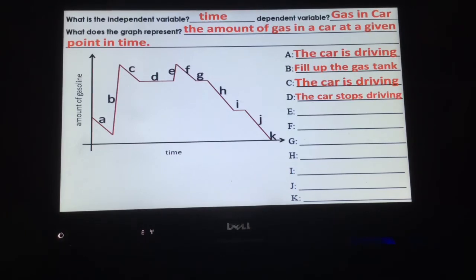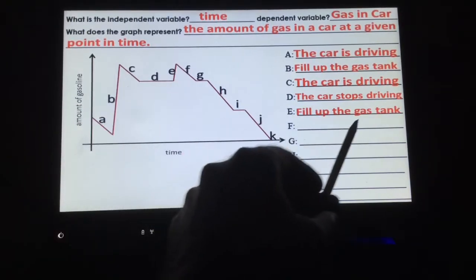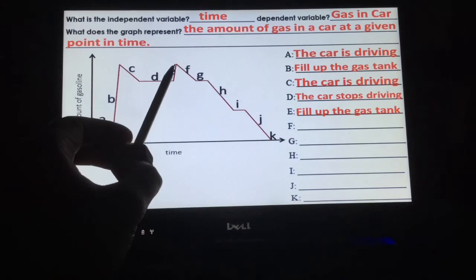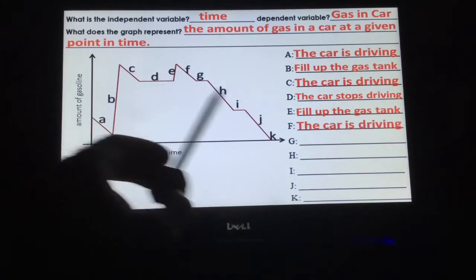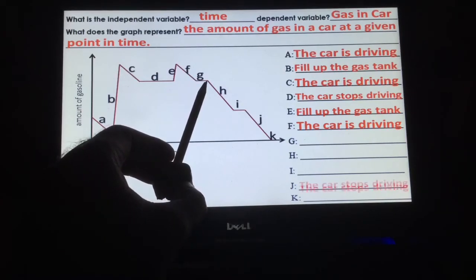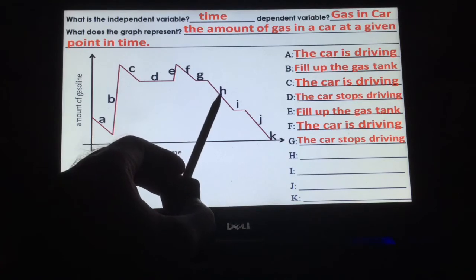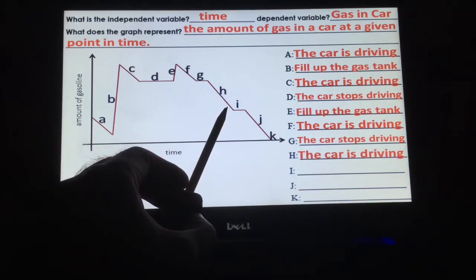All right, so E you can see that it's going up again. So whoever's car this is, they probably filled up the tank again. All right, in part F, it's decreasing, so the car is driving. In part G, nothing's happening, so that means the car stopped because the gas is not changing. In part H, it's decreasing again, so he starts driving again.